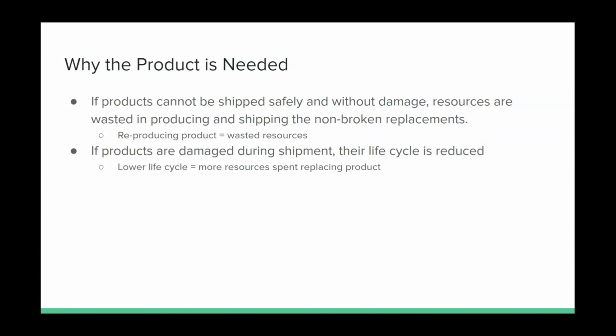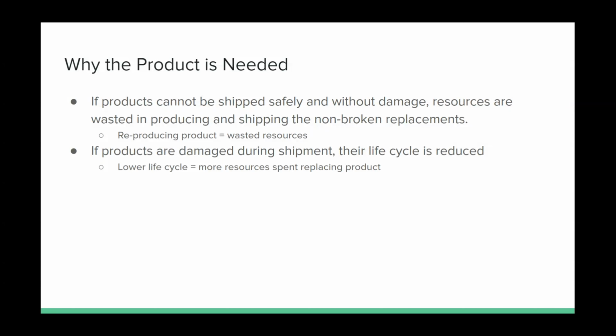Now, before we talk about our design, we need to talk about why our design is important. There are two main reasons why impact protection during transportation is important, and both of them relate to the amount of resources used during production and transportation. If a product is damaged during transportation and is unusable, that means that the product has to be replaced. And if the product has to be replaced, that means that the resources used in the initial production and transportation are wasted, as well as the resources used in reproduction and reshipment of the product.